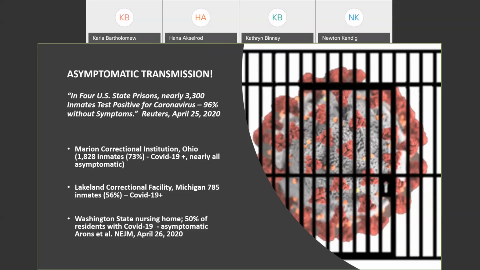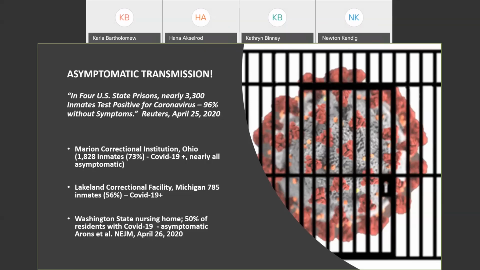are asymptomatic. One of the largest outbreaks in the state of Ohio occurred in the Marion Correctional Institution. They did broad-based testing and showed 73% of the individuals there that were incarcerated had COVID-19, nearly all asymptomatic. Similarly, in Michigan, in Lakeland Correctional Facility, one of the larger outbreaks in the state, they did widespread testing. Over half of the inmates were infected with COVID-19.